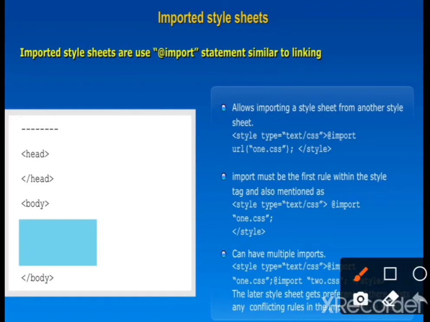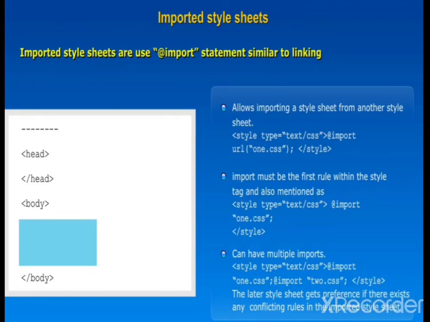Means we have to write the styles in one notepad, and that notepad is saved with the extension of .css. That CSS file is going to be included in this particular style. See here, the CSS file name is one.css, and the particular style from that CSS file will be imported here. That particular style will be applied to the web page.